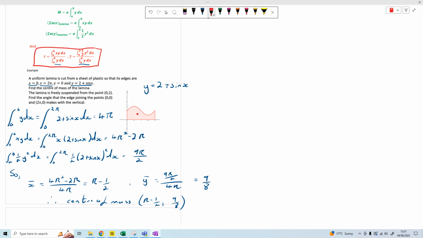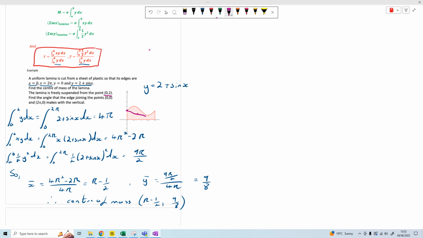Okay, just an example. So now what happens is it's freely suspended from 0, 2. So 0, 2 is going to be this point up here. So it's freely suspended from there. Find the angle that the edge joining 0, 0 and 2 pi makes with the vertical. Okay, so if I draw my line through these, if I can draw a better straight line than that. Oh no, I can't, that's fine.